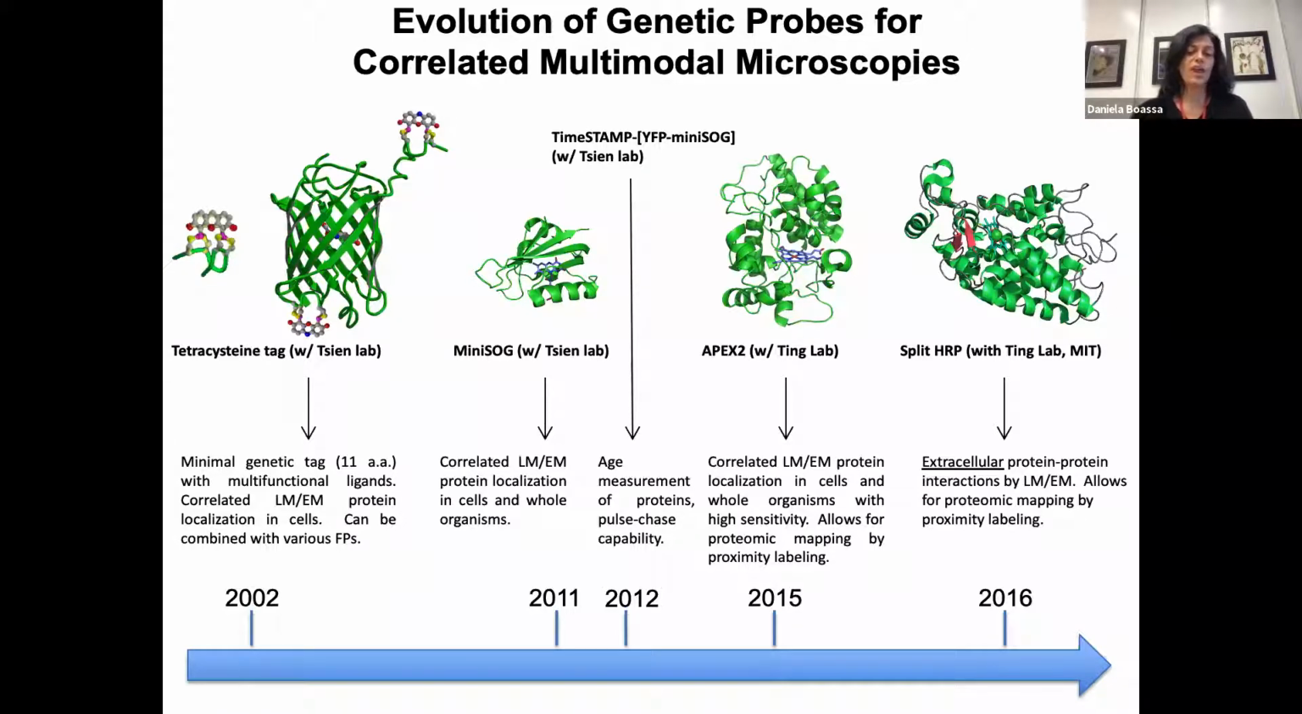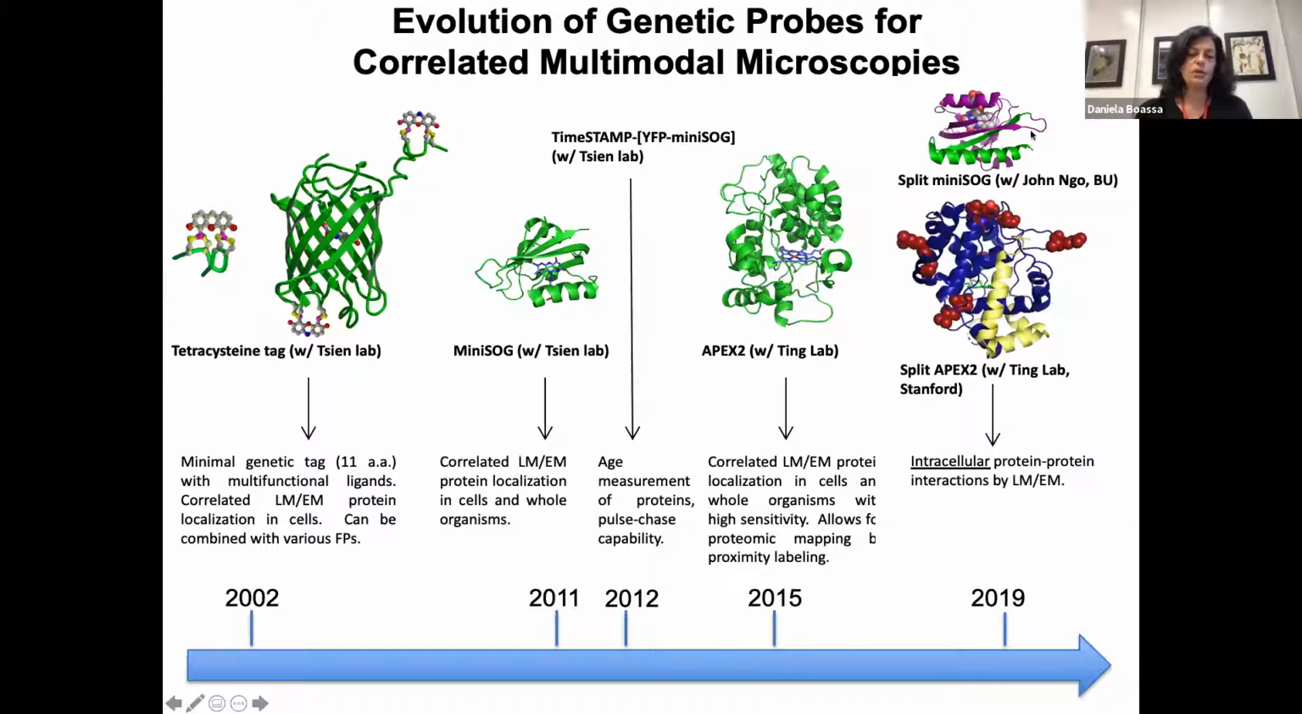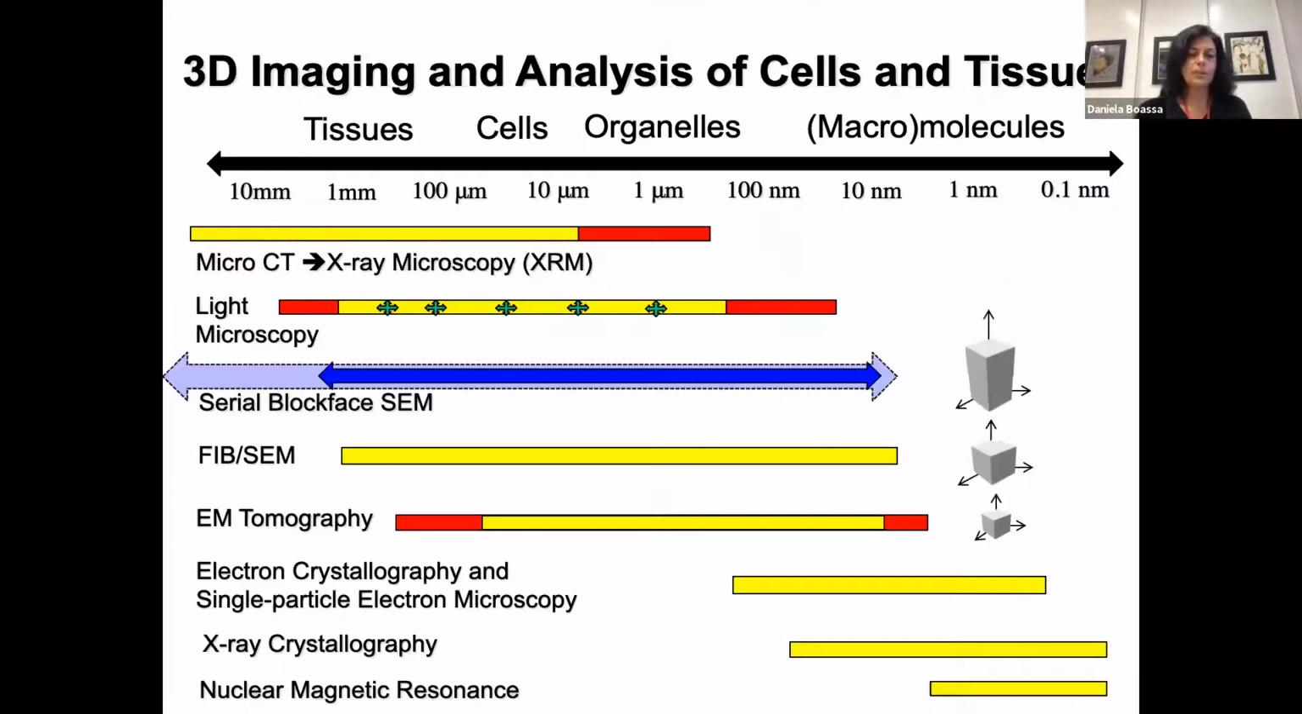And more recently, efforts have been made to develop probes that allow detection of protein-protein interactions, such as the split HRP method for the extracellular, but also intracellular for split miniSOG and split APEX2. All these tags induce the oxidation of diaminobenzidine, in some cases induced by light, like in the case of miniSOG, or chemically, like in the case of APEX2. And this leads to the formation of a polymer that can be rendered EM visible by osmium tetroxide.